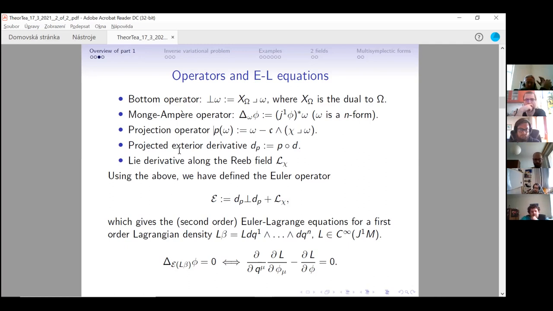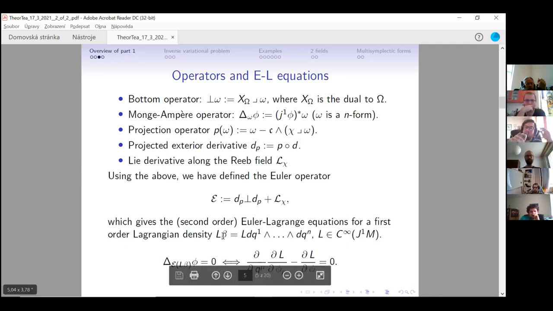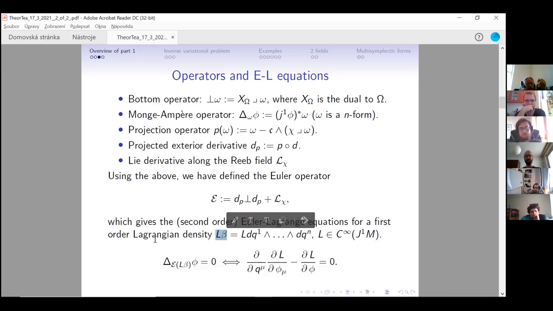So once we have all these operators, we can define the Euler operator. And this Euler operator, what it does is, whenever we consider a variational problem, let me say differently, consider a first order Lagrangian. I think I should, this term density, just forget it. And consider this guy. L is a function on J1M, so it depends on q^mu, u, and p^mu.